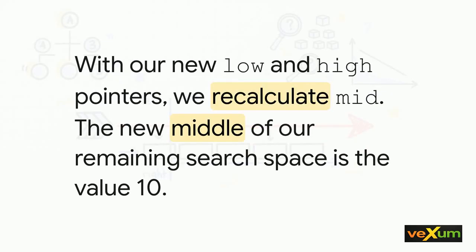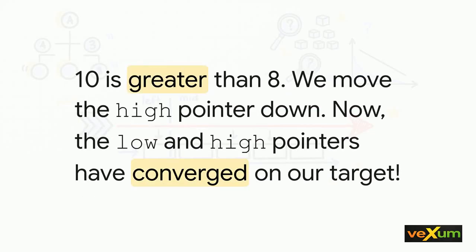And we just run the same play again. We take our new low and high positions and recalculate the middle. The new middle of our current search space is now pointing at the number 10. We ask the question again, is 10 bigger or smaller than 8? It's bigger. So this time, we know our answer can't be to the right. We move the other bookmark, the high one, down. And would you look at that? Our low and high bookmarks have squeezed together and are now pointing at the exact same spot. We've trapped our target. We found the 8.